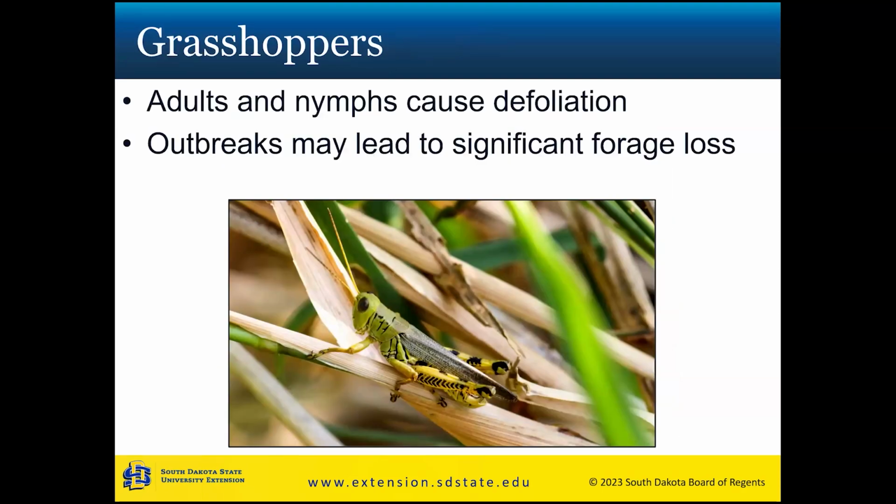Another thing we're going to talk about are grasshoppers because they can be a major issue for wheat. It's a little early to talk about this, but a lot of times they are an issue for us during the planting of winter wheat. They can also be an issue though in the spring for spring wheat. But the adults and nymphs both cause defoliation. If we get large populations, we can have a lot of forage loss. And in cases, there are fields that look like a mower went through and you have to have some replanting occur.